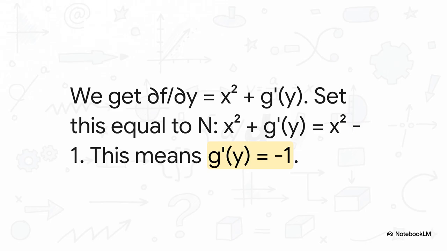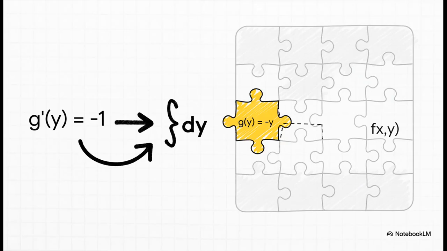Now for the magic. We know this whole thing has to equal N, which is x squared minus 1. So we set them equal, and look at that. The x squared terms on both sides just cancel out, leaving us with something incredibly simple. g prime of y equals -1. We are so close now, we're on the home stretch.